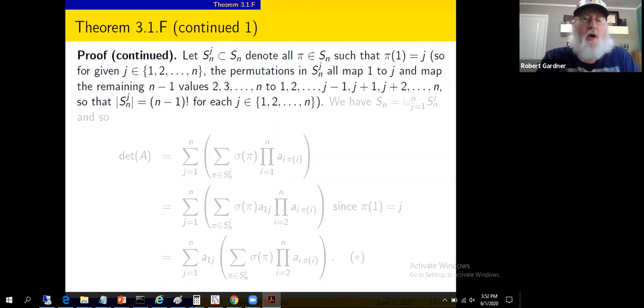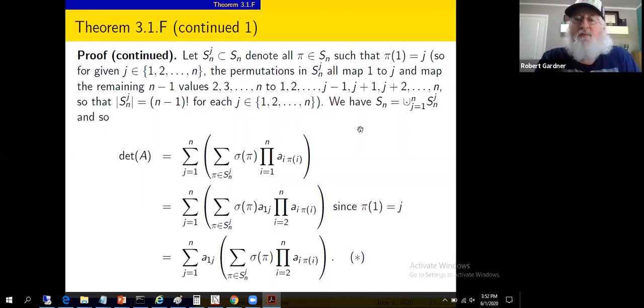How many of these S sub n super J's are there? Well, there's 1 for every J between 1 and n, so there's n of them. So if I were to count how many elements we get as J varies from 1 to n, we get n minus 1 factorial n times. We get n times n minus 1 factorial, that's n factorial. And that's the order of the symmetry group S sub n. So the numbers seem to balance appropriately.